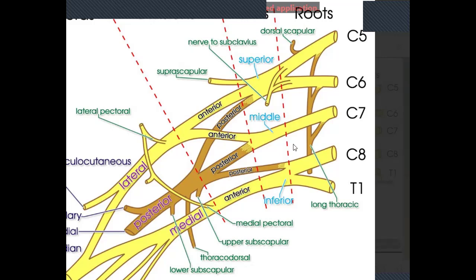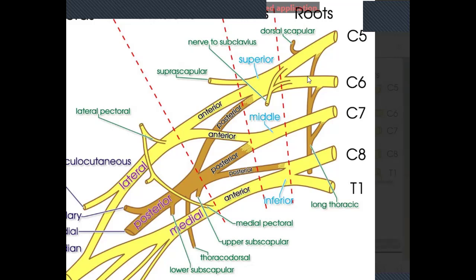And if you are asked how many branches there are from the roots, you could see that from the roots, solely from C5, 6, and 7, the long thoracic nerve is formed.